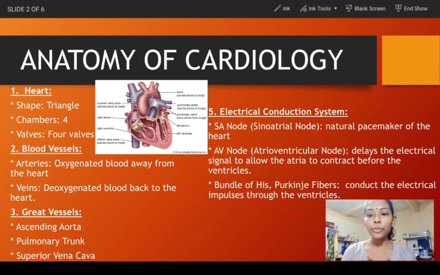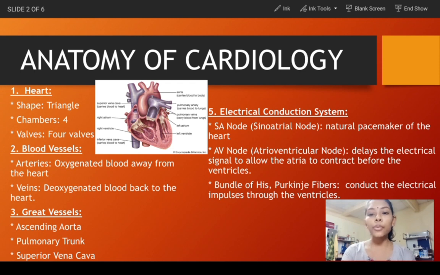Also, in a heart, we have four valves, namely the tricuspid valve, which is located between the right atrium and the right ventricle, the bicuspid valve, which is located between the left atrium and left ventricle, the pulmonary valve that guards the exit from the right ventricle to the pulmonary artery, and the aortic valve that guards the exit from the left ventricle to the aorta. A heart also has blood vessels, which are the arteries and veins.